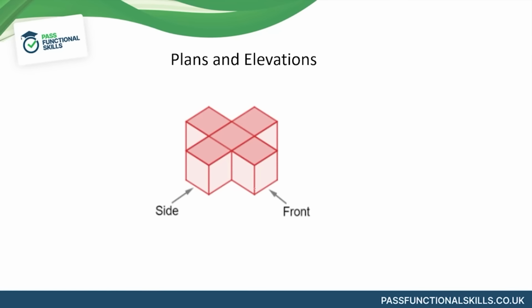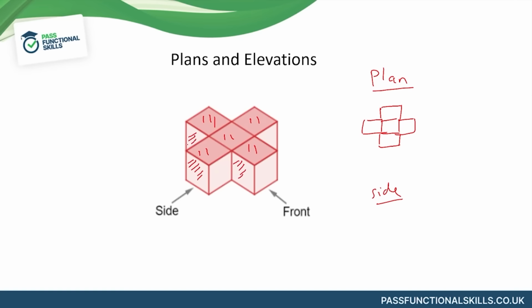Here's another example. So again, let's have a look at the plan. So that is going to be the view from above. So from above, we're only going to be seeing these darker pink squares, which would be a bit of a, well, that's funny cross shape. So one in the middle and one coming off each side like so. The side elevation, if I'm looking at this from the side, then I would see this square here, and this square here. So that would just be 3 squares in a row like so.